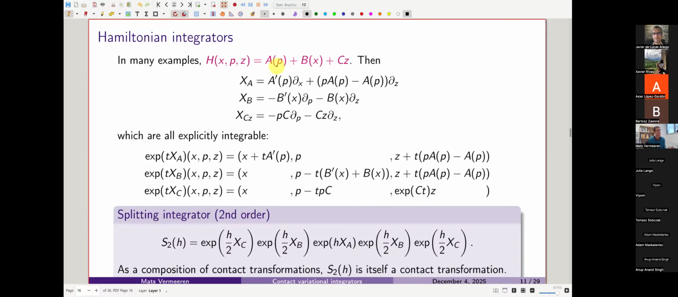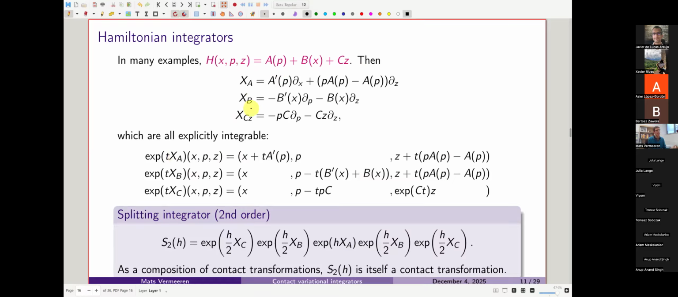In the contact case, I impose that the P, X, and Z dependence all decompose. You can consider the Hamiltonian as a sum of these three parts. So the Hamiltonian vector field also becomes a sum of three vector fields corresponding to these three Hamiltonians. And the benefit of doing that is that each of these vector fields is explicitly integrable. Its flow can be exactly written in terms of these relatively simple formulas.